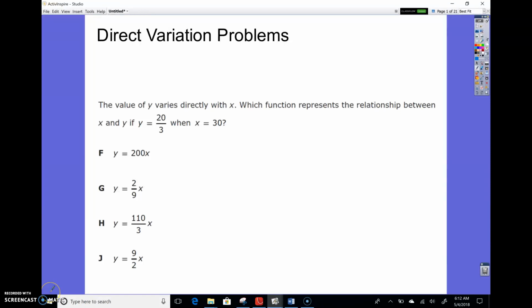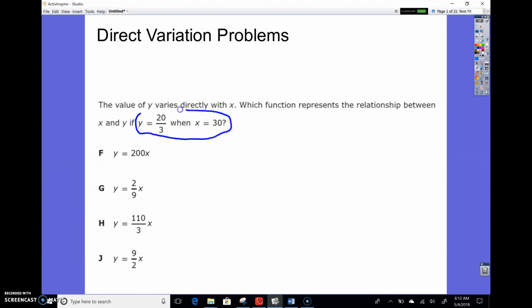All right, the first kind of problems, these are the other types of problems, okay? The first kind of problems that you have are direct variation. There's usually one of these questions on the test, always, okay? Which function represents the relationship between x and y if y is equal to 20 over 3 when x is equal to 30? The easiest way to do this is to create what is called a direct variation.